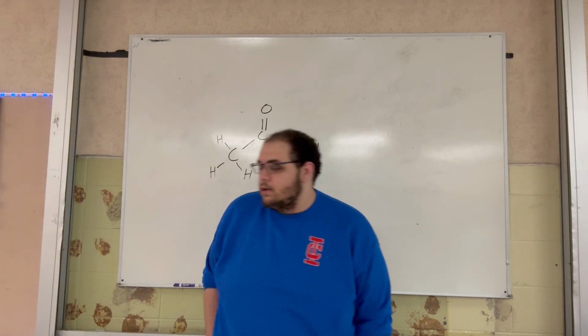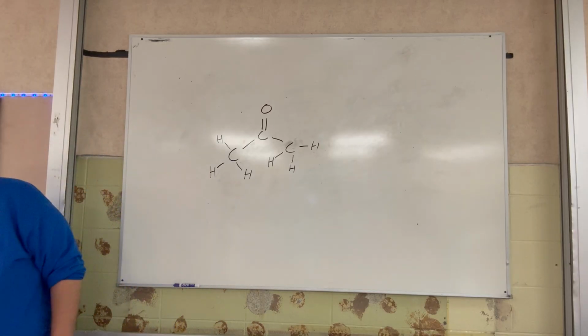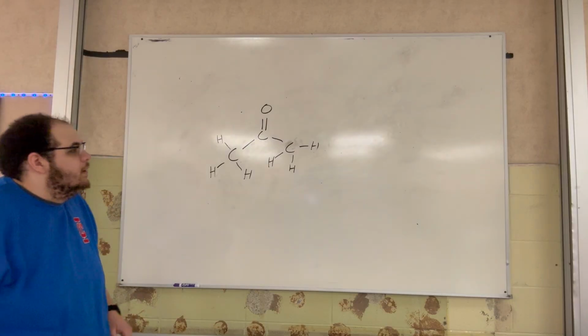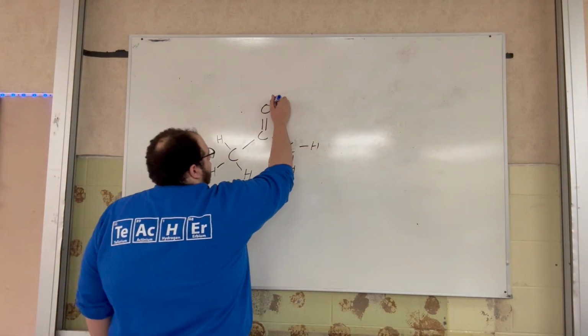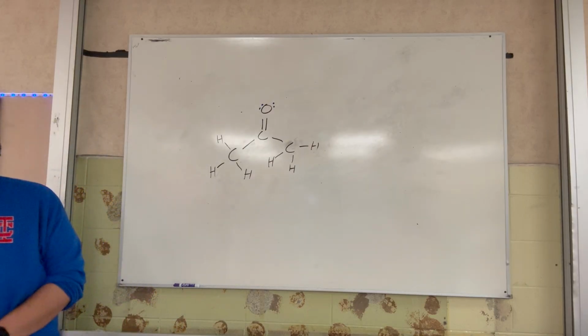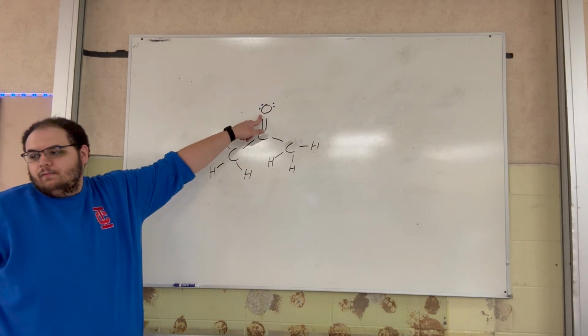On your homework, you need to be able to look at a molecule and figure out where you need lone pairs. Here, I need lone pairs right here and right here. Why do you need lone pairs? Because everything needs to have 8. But why are they both on oxygen?